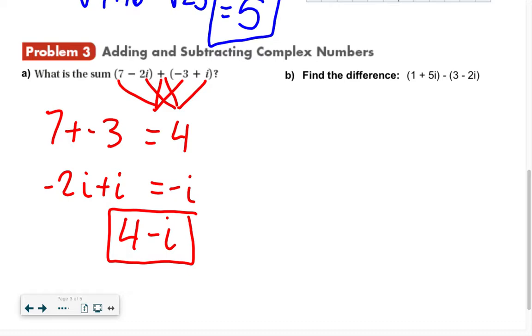Okay, let's do a subtraction one. My real numbers are 1 and 3. What do I do to them? Subtract. What's 1 minus 3? -2. What happens when I do my imaginary part? I have to add because I have a minus, and I get what? 7i.